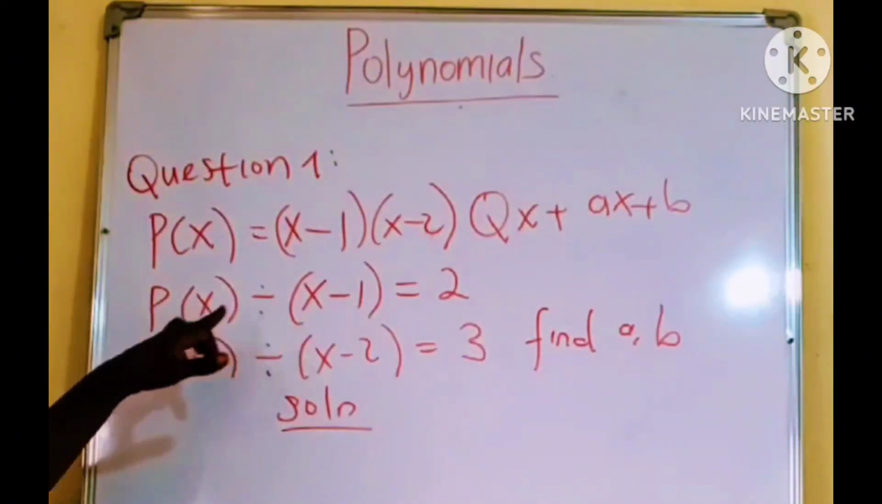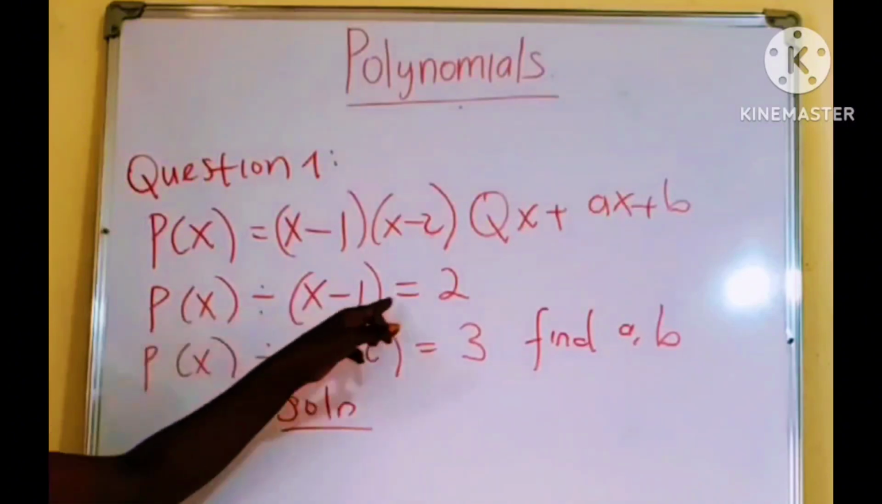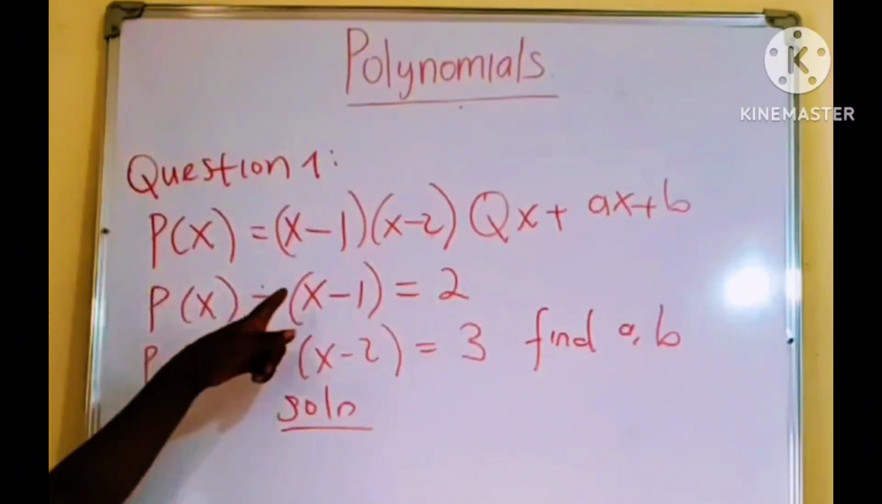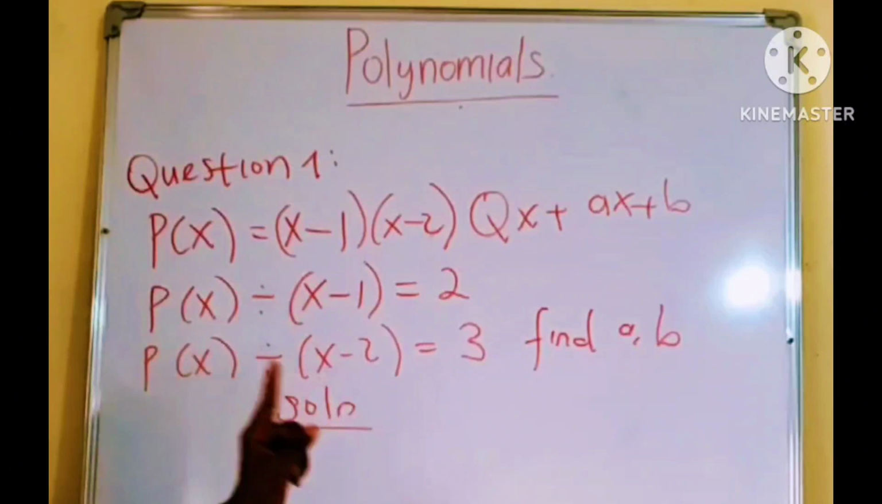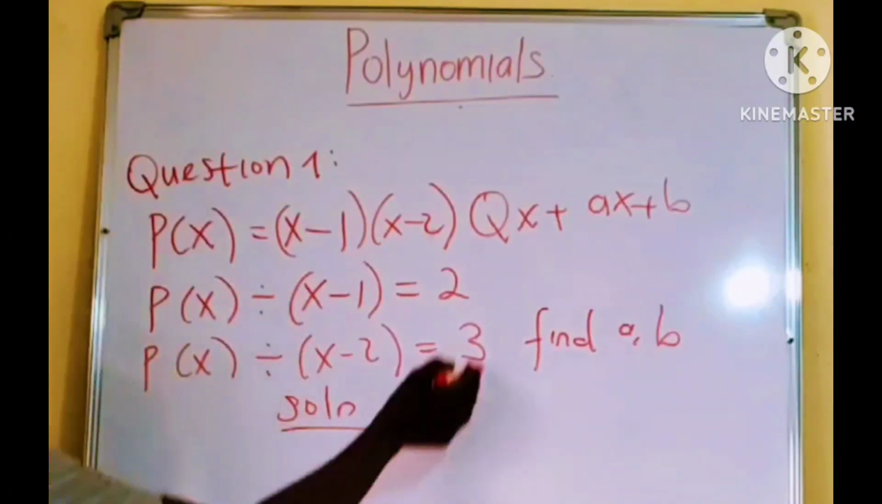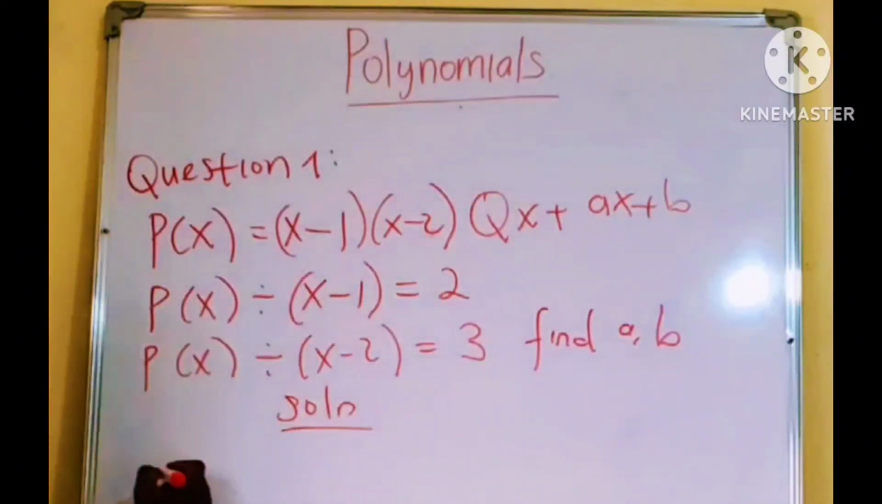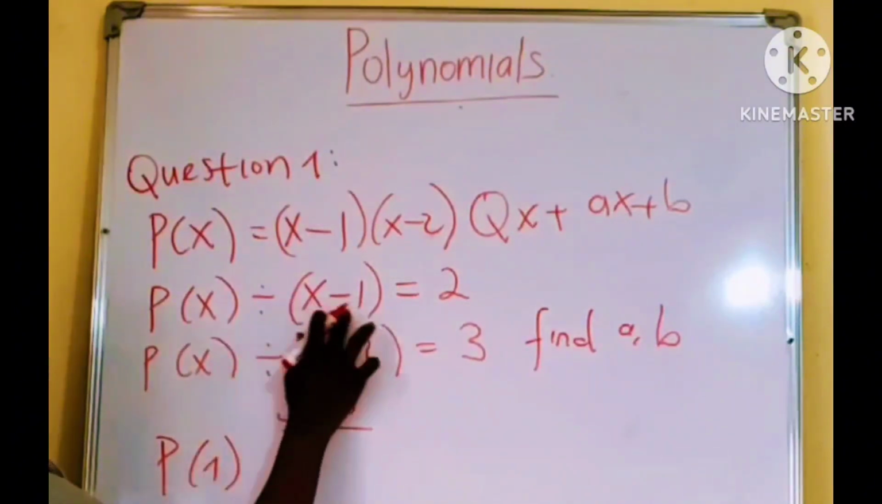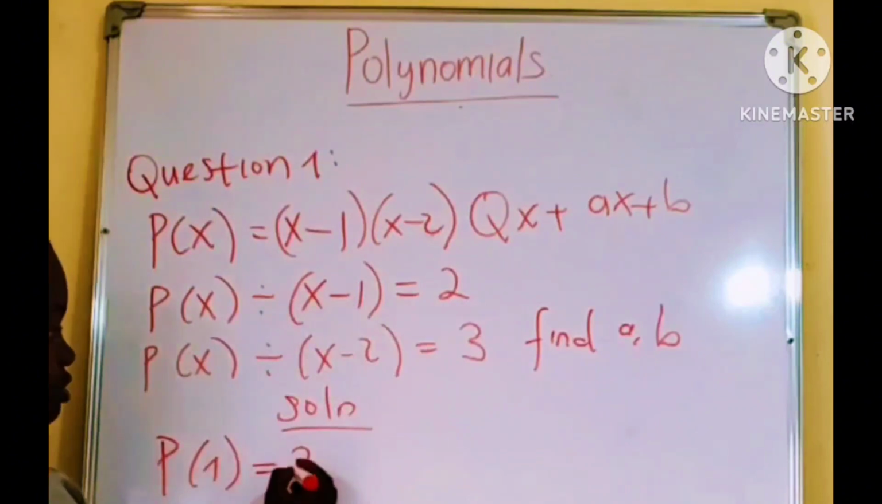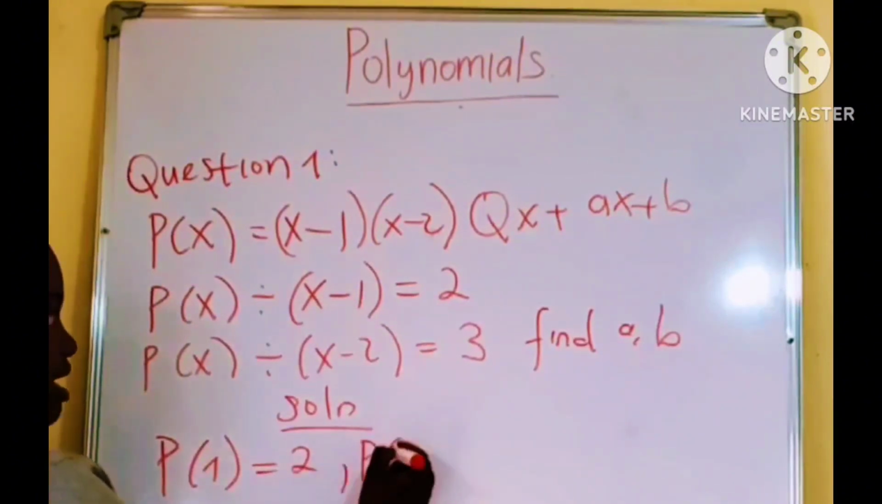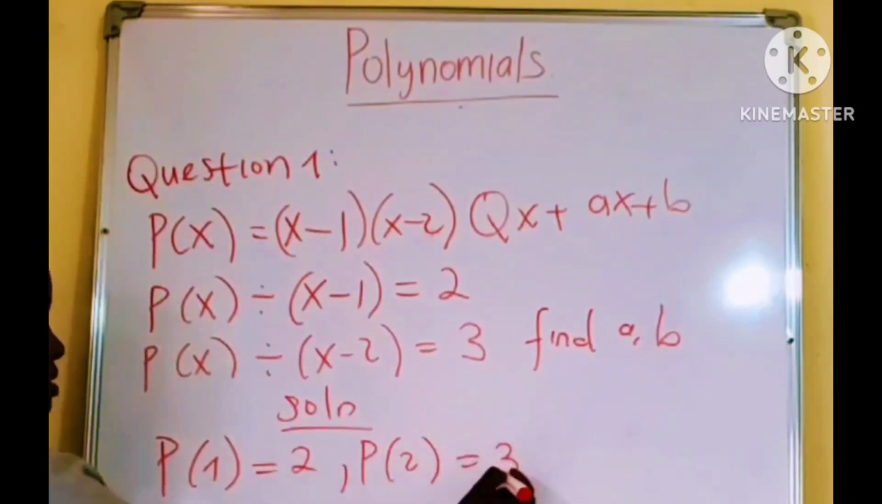P of x divided by x minus 1 gives us 2. That tells us that x minus 1 is not a factor, and x minus 2 is not a factor, because they both give us remainders. But nevertheless, it tells us something. It tells us that P of 1 will be equal to 2, and that P of 2 will be equal to 3.